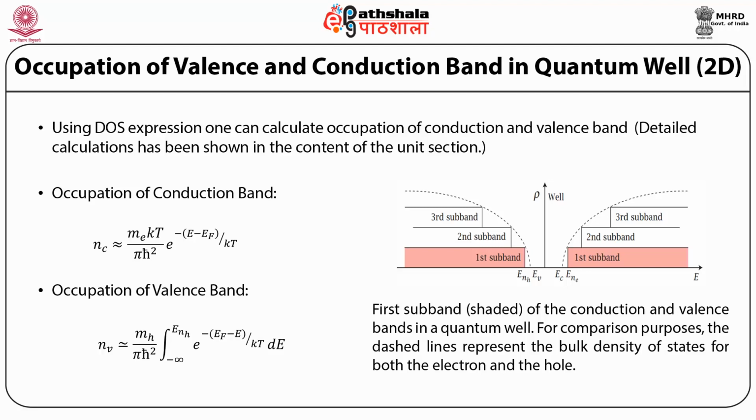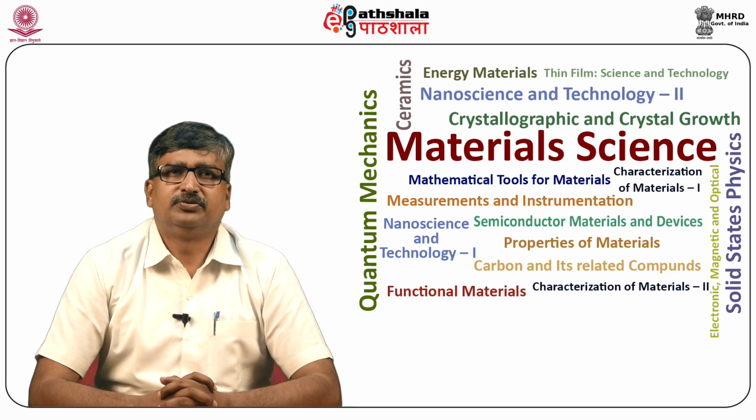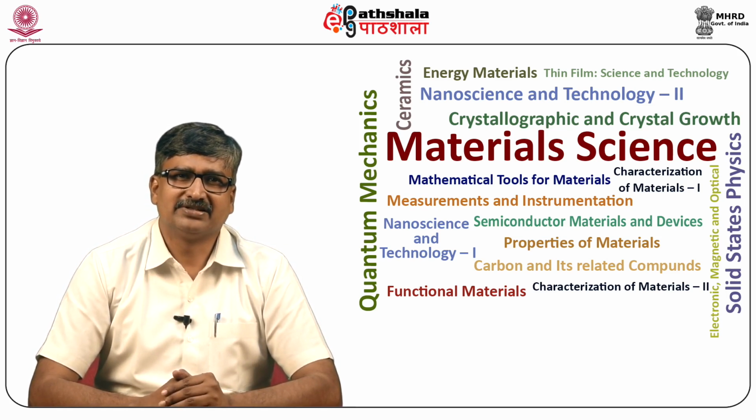The first sub-band, which is the shaded one, of the conduction band and valence band in the quantum well has been shown in the figure. For comparison purpose, the dashed line represents the bulk density of state for both the electrons and holes. What could we do with layered structure with just the right layer? Asked Richard Feynman in his famous 1959 lecture, "There's plenty of room at the bottom."